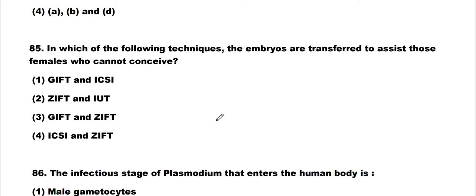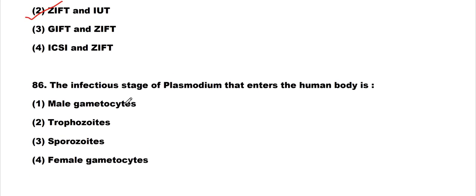Next, in which of the following techniques are the embryos transferred to those females who cannot conceive? For this, straight away, the zygotes that are prepared will be implanted into the fallopian tubes. Zygote intra-fallopian transfer or intrauterine transfer. That means up to 8 cells in the fallopian tube. Beyond 16, it will be transferred to the uterus. Your answer will be 2 for question 85.